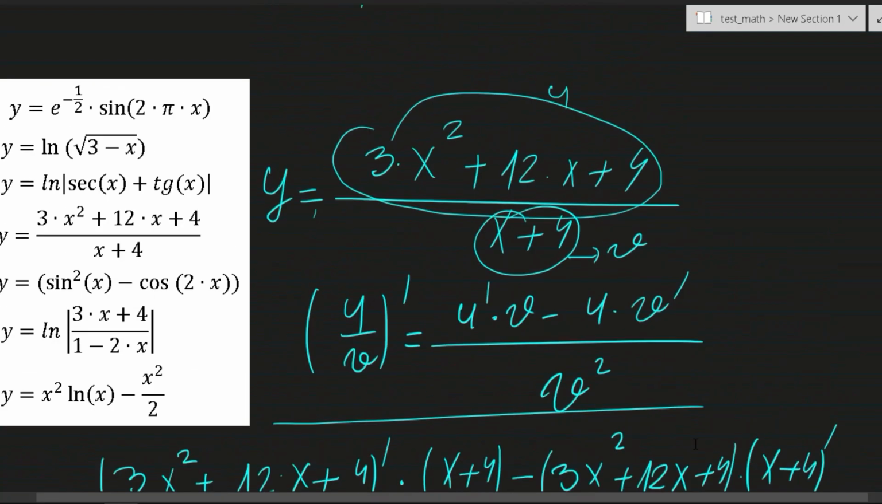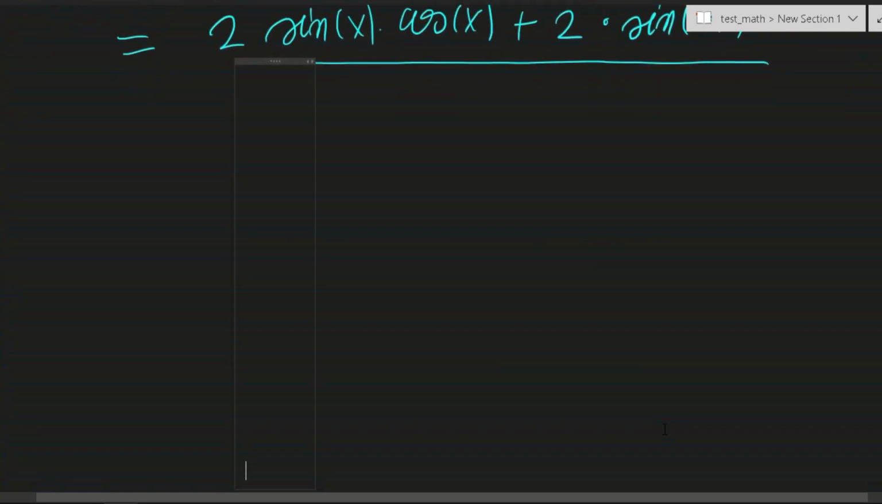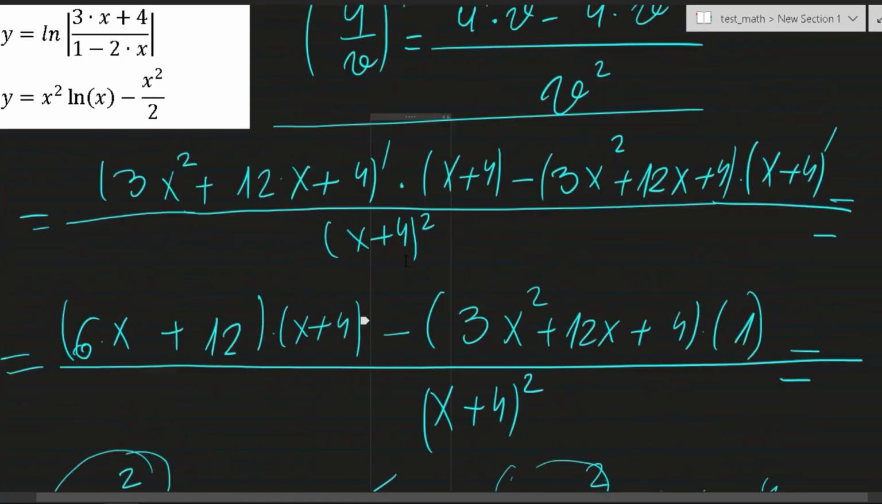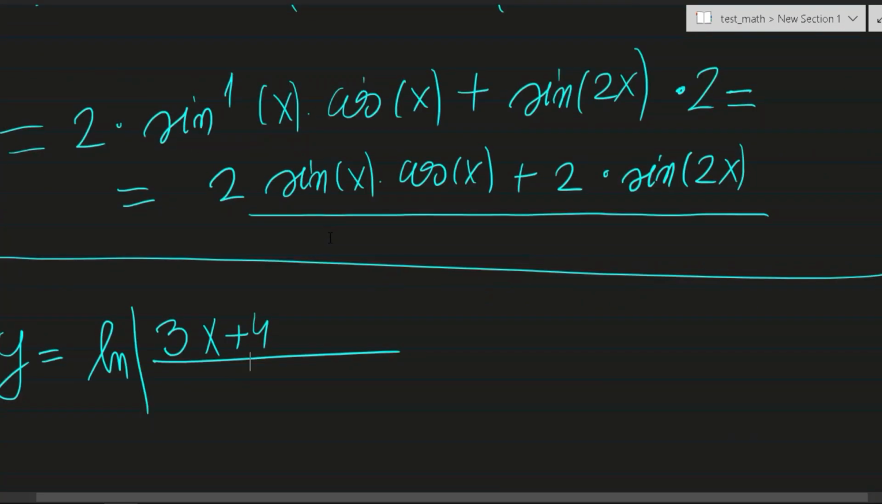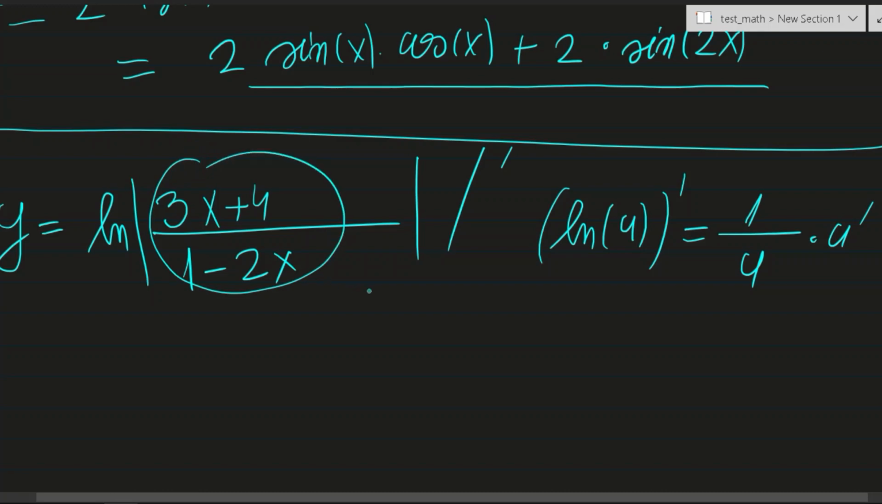Now what we have, we have y equals ln of (3x plus 4) over (1 minus 2x). Now this we are going to derivate, as I say that when we have ln u, the derivative is 1 over u, and this is inside. Remember, this is all the u value.